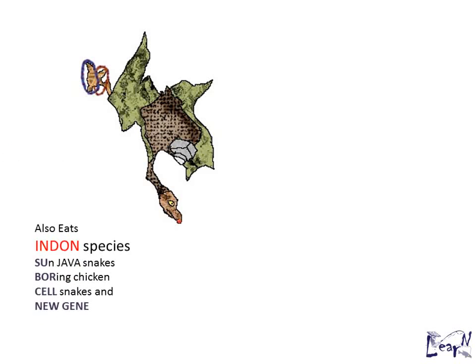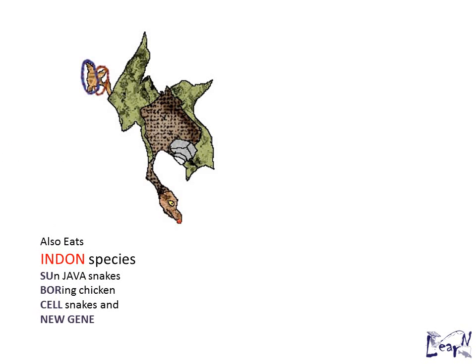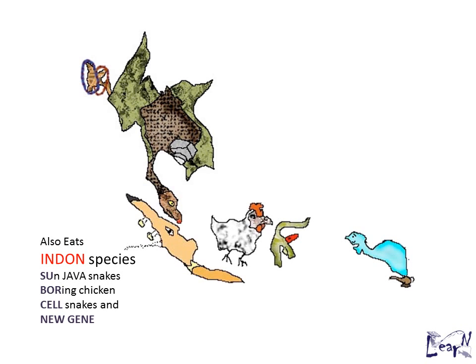And now let's move ahead to the Indon species, which is Indonesia. Also eats Indon species. Let's bring in the Indon species. There, the first one with 2 teeth. It is a sun java snake. Then there's the boring chicken. Then a cell snake. And then there's a New Guinea.